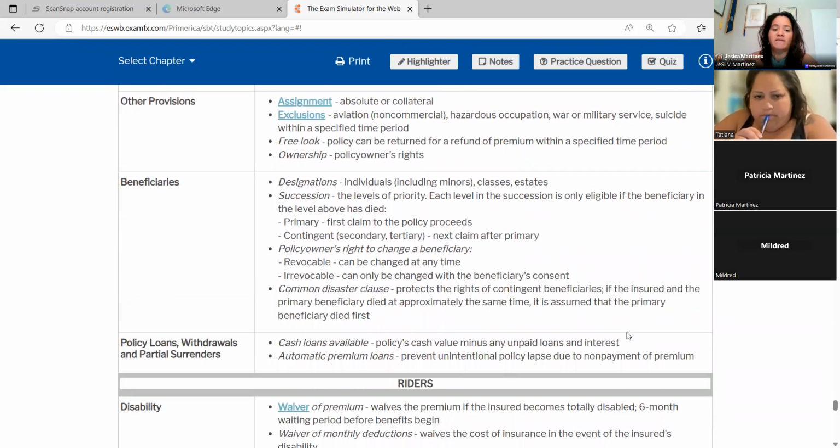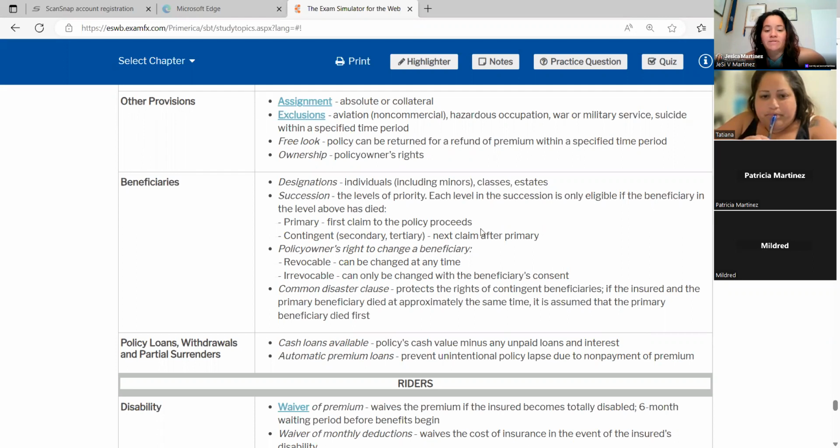Now, beneficiaries, we have designations, which is individuals, including minors, classes, and estates. Succession, which is the levels of priority. Each level in the succession is only eligible if the beneficiary in the level above has died. So remember that question that had the succession. Okay. So it will pay in that order, and it will only pay the second or third if the first and second have passed away.